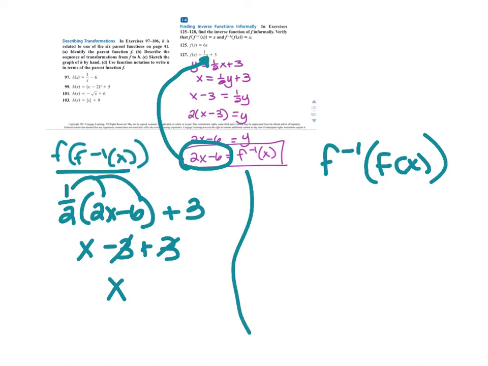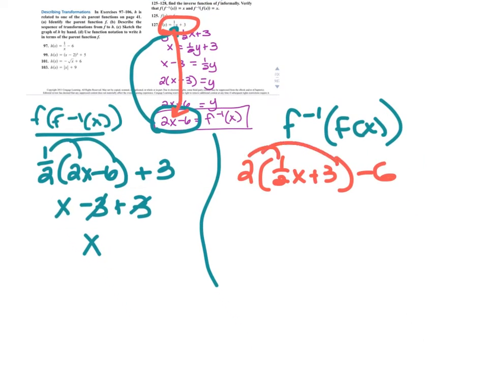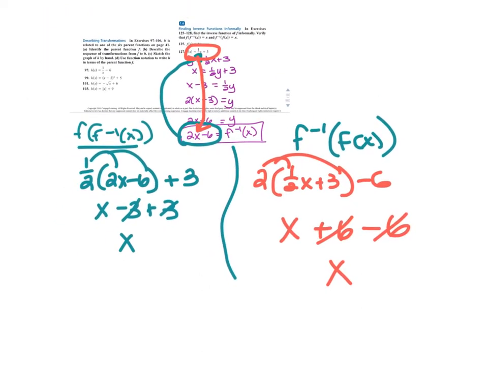Then I have to do the other way around. I have to take f of x and plug it into f negative 1 of x. So 2 times 1/2 x plus 3 minus 6. Distribute. 2 times 1/2 is x plus 6 minus 6 cancels, and I get just x. So the verifying is plugging one into the other for both. So you have to do f of f negative 1, simplified, it should give you x, and then f negative 1 of f, simplified, it should give you x. That's how you check to make sure or prove that two functions are inverses. So if it said verify, that's what you need to do. If it said find it, you're just finding it.